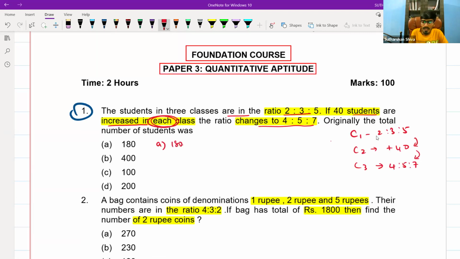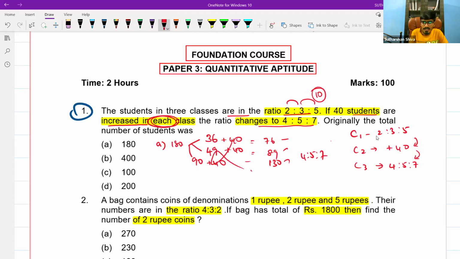Option A is 180. If I take 180, I need to divide it in the ratio of 2:3:5, which is totally 10. So 180 divided by 10 will become 18. 18 into 2 will become 36, 18 into 3 will become 54, 18 into 5 will become 90. So it is in the ratio of 2:3:5. Then the second condition is plus 40, plus 40, plus 40. If I do that, it will become 76, 94, 130. Definitely it is not in the ratio of 4:5:7. So A is not my answer.